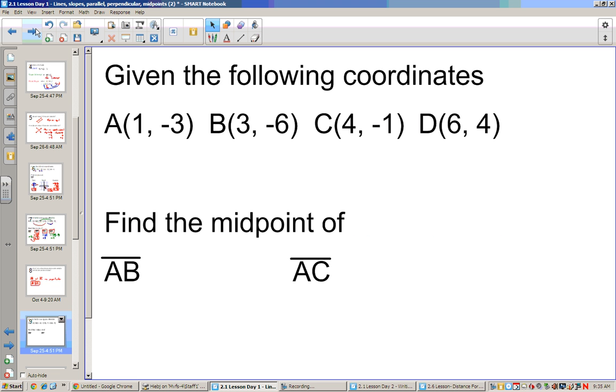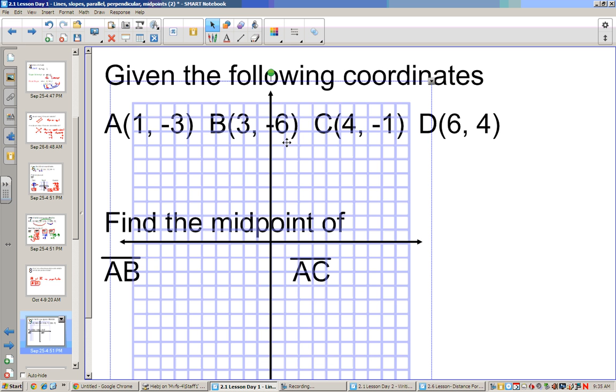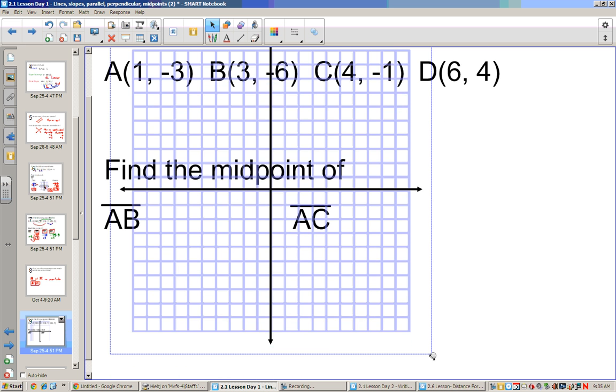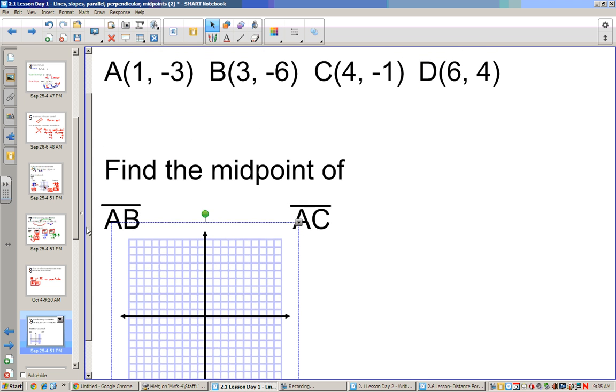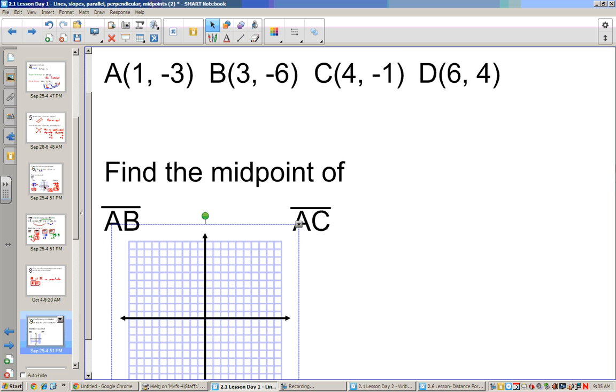All right, this next thing, we want to find the midpoint. Now I'm going to just throw this graph on here, make it small enough so we can actually use it. Wonderful. If I want to find the midpoint of AB, so I'm going to put A on there, 1, negative 3. Oh, that's down there. And now B, 3, negative 6. 1, 2, 3, 4, 5, 6. Oh, I missed that one too.